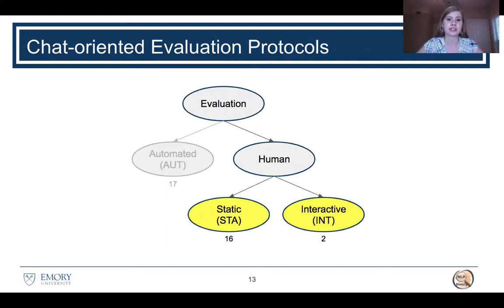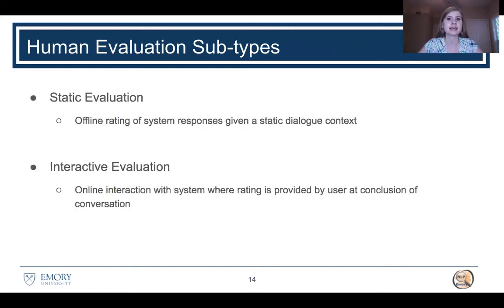For human evaluations, we saw two primary types being used, static and interactive, with static being much more common. A static evaluation generally involves generating a system response to a given dialogue context, and then having humans look at the dialogue context and the given response and rate the response on some specified dimensions. On the other hand, interactive evaluation has a human both actually interact with and have a conversation with the system, and then finally at the end of the interaction, rate the conversation on some specified dimensions.